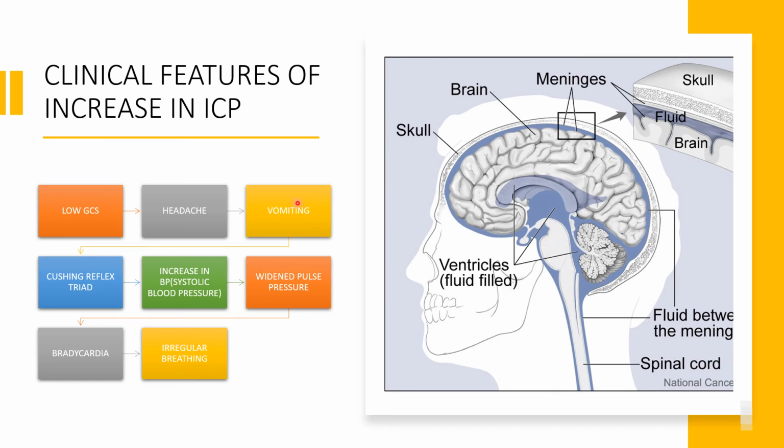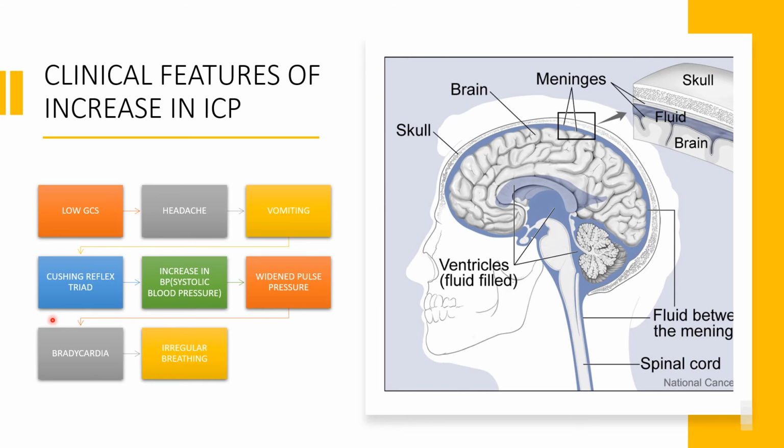Next one is vomiting. Why is the vomiting happening? The increase in ICP inside the brain pushes the medulla. This is the medulla oblongata. Somewhere here a nerve is passing through, that is the vagus nerve. So the pressure irritates the vagus nerve and it causes vomiting, that is projectile vomiting.